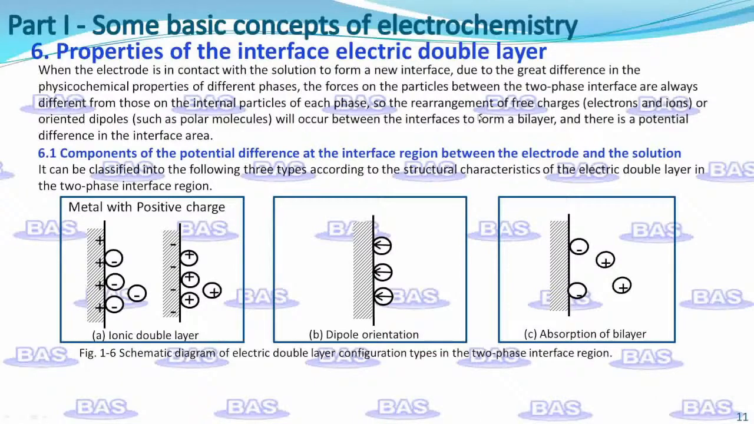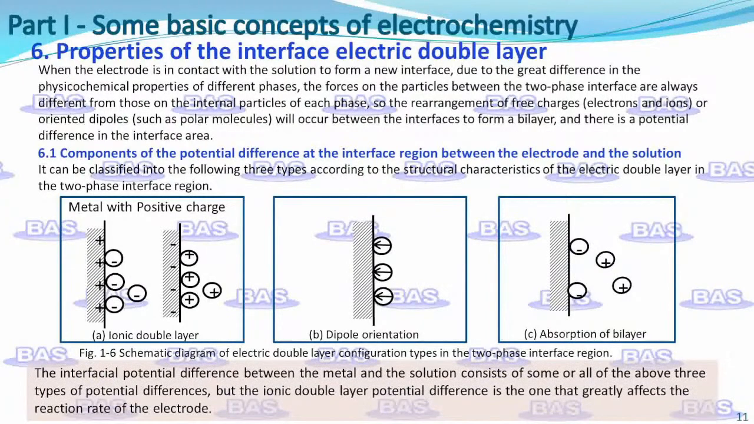Depending on the structural characteristics of the electric double layer in the two-phase interfacial region, it can be classified into the following three types: ionic double layer, dipole double layer, adsorption double layer. The potential difference at the metal-solution interface is composed of some of the three types of potential difference mentioned above. But it is the potential difference of the ionic double layer that has a significant effect on the electrode reaction rate.